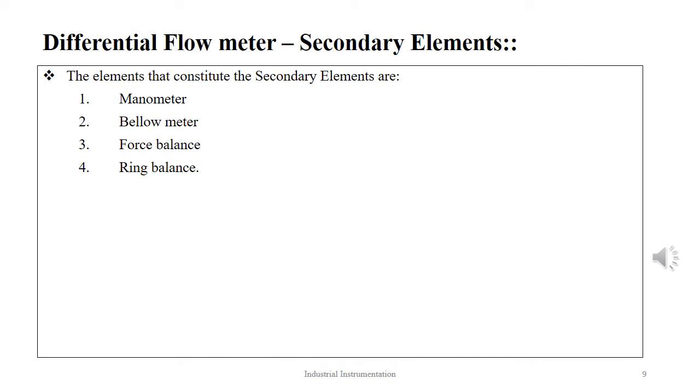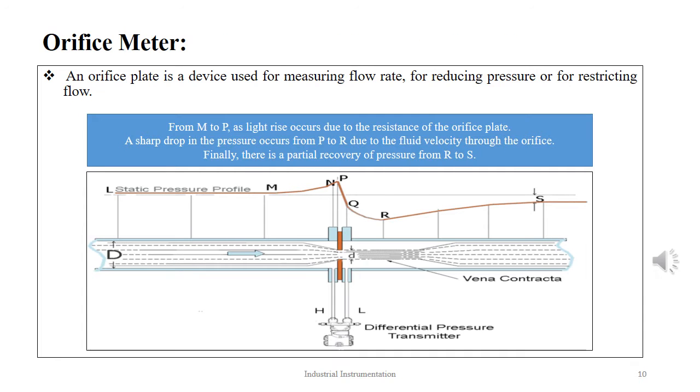The secondary elements measure the differential pressure. It comprises manometers, balometers, force balance and ring meters. An orifice plate is a device used for measuring flow rate, for reducing pressure or for restricting the flow.